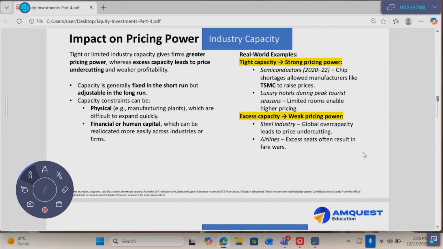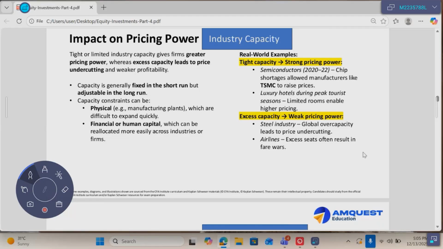So real world examples, semiconductors, we had chip shortages and then the prices went up. So when there is a chip shortage, one thing you have to remember is if you're ordering an EV or if you're ordering any kind of automobile, the waiting period goes up. Why? Because the semiconductors are not available, the car will not be able to complete, and then the delivery is usually late.